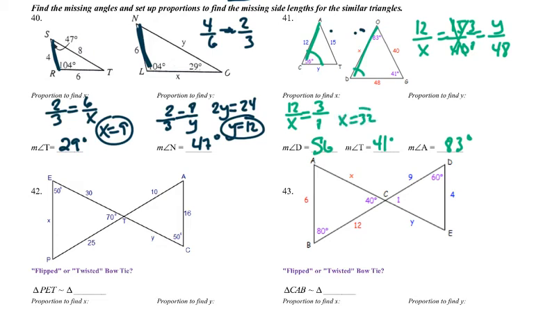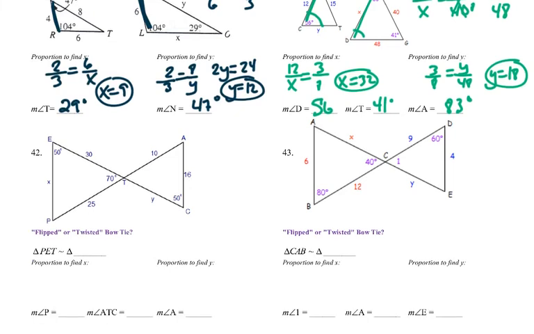X is going to be 32. Or you could say 3 over 8 equals y over 48. Y is equal to 18. Now when we get to the bow ties, remember we have two kinds of bow ties, flipped and twisted. I could tell by those 50 degrees that this is going to be a twisted bow tie. In other words, PET is going to go with ACT.